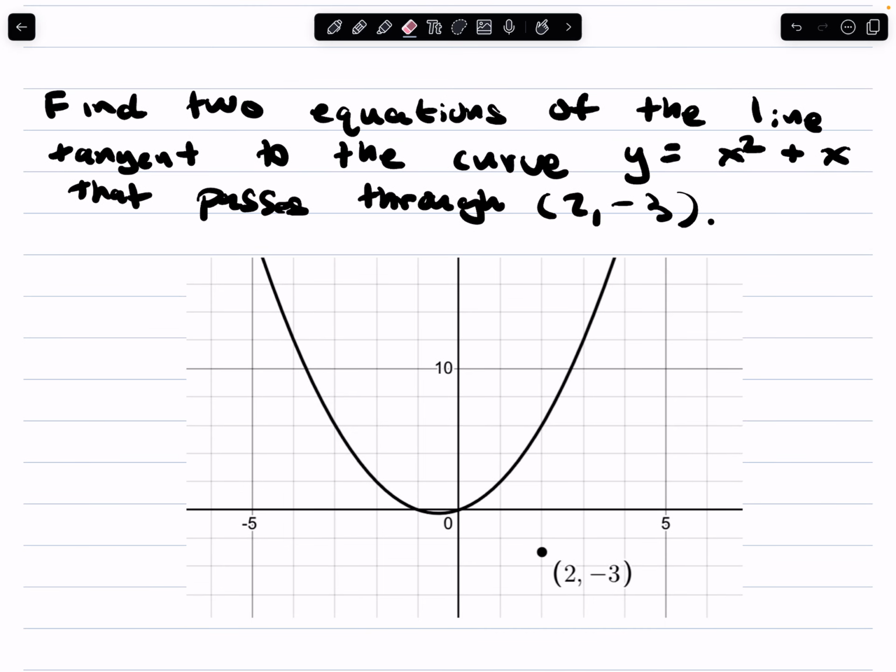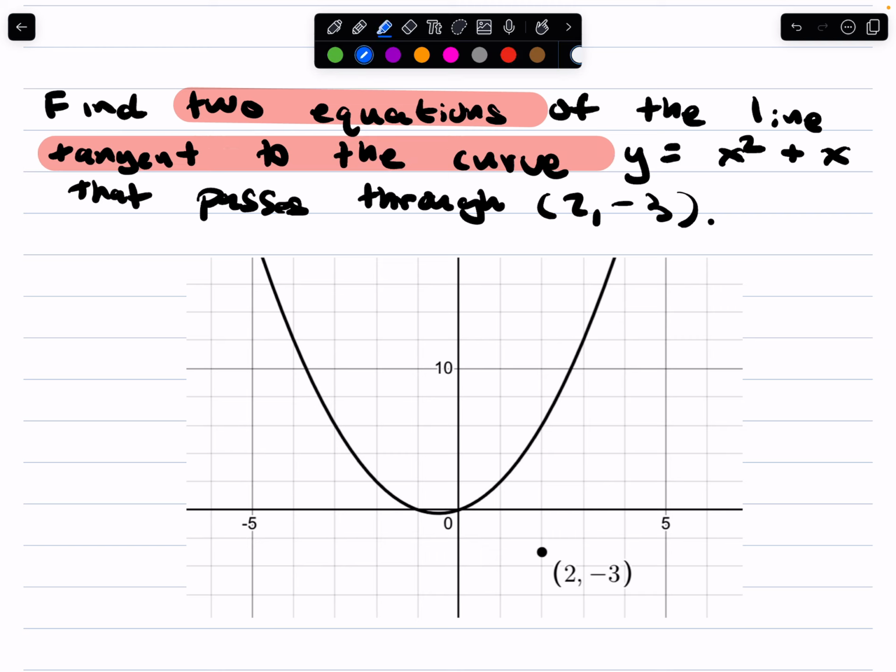Okay, we're going to look for two equations of the line. So there's going to be two equations. They're linear equations of the line that are tangent to the curve. Here's our curve, y equals x squared plus x. And then they pass through this point (2, -3).